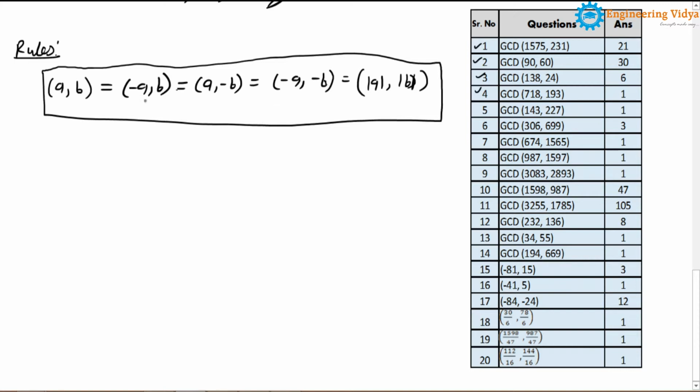This rule says that minus a comma b is also equal to a comma b, and a comma minus b is also equal to a comma b, and minus a comma minus b is also equal to a comma b. Always remember that the bracket of a comma b is called GCD of a and b, and this is also equal to mod of a comma mod of b. So here in the problem we have sum number 15.